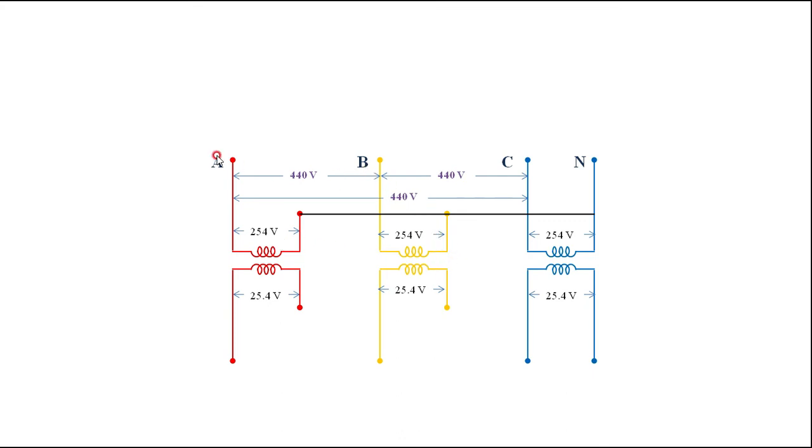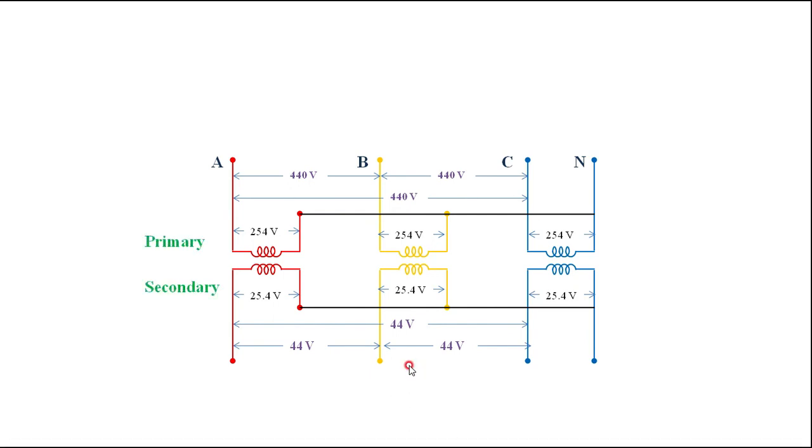Therefore, this is ABC. Then the secondary is also star, so all the end points are shorted here. Here you can look, the phase voltage is 25.4. Then it is root 3 times 25.4, that is 44 volts you are getting. Therefore, this is your primary and this is secondary with the ratio of 10:1. This is how you have to analyze.